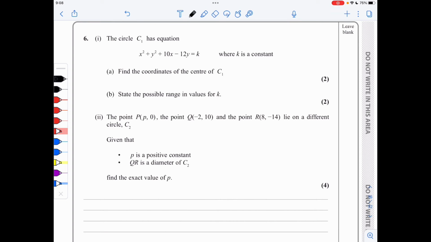Question 6, we've got a circle. The question is given here. We need to find the coordinates of the center of this circle.